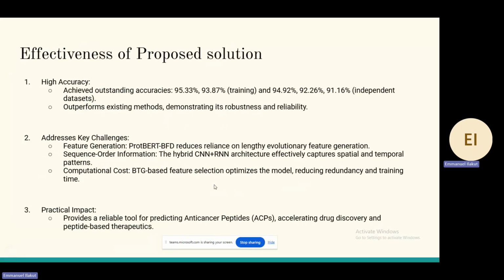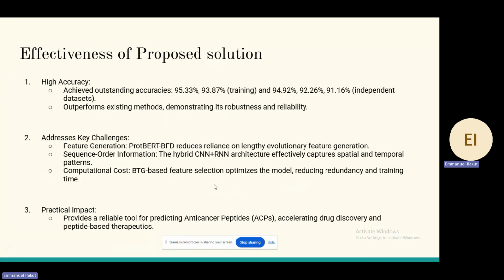Now, the effectiveness of the proposed solution. First, I see high accuracy, as the model achieved outstanding results on both the training and independent data sets. Two, it addresses key challenges, which is feature generation. We attempted to reduce reliance on lengthy evolutionary feature generation. And for the case of sequence order information, the hybrid architecture effectively captured patterns. So it addressed those challenges.